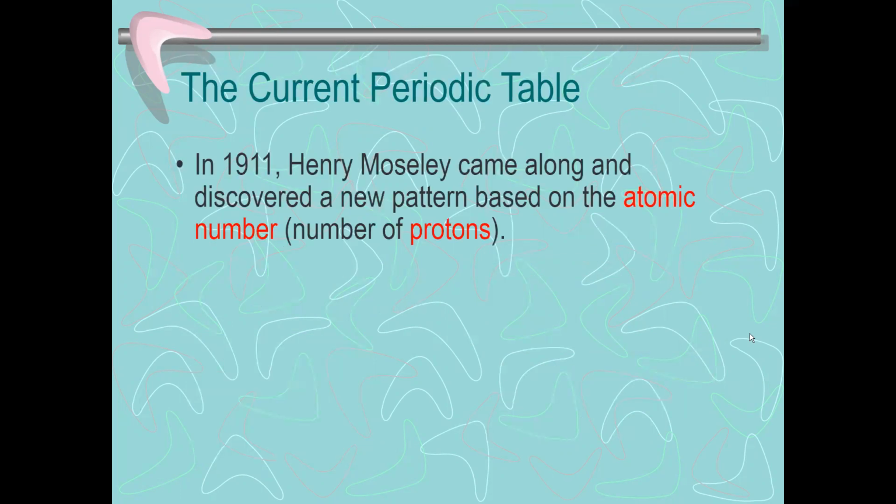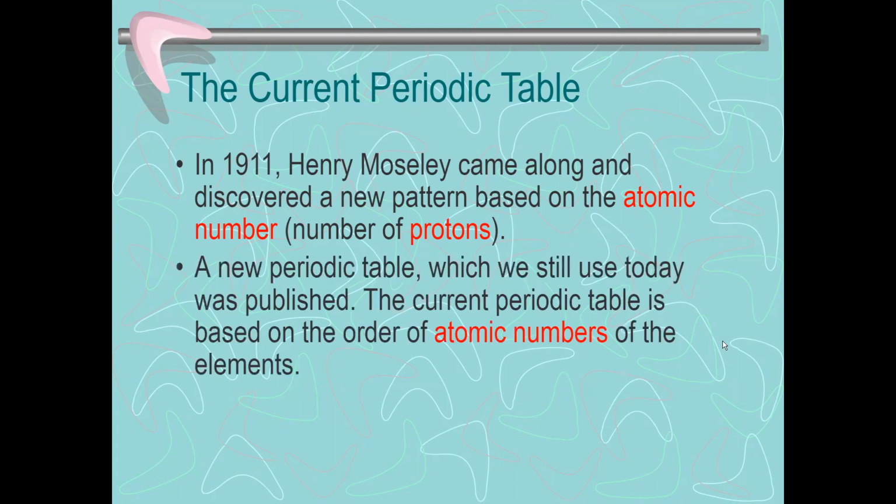So eventually Moseley came along, Henry Moseley, and he took what Mendeleev had done. He changed it around a little bit. And he instead took the elements and arranged them by increasing atomic number, which we know is the number of protons. So the periodic table, which we still use today, is based on the order of atomic number of the elements.